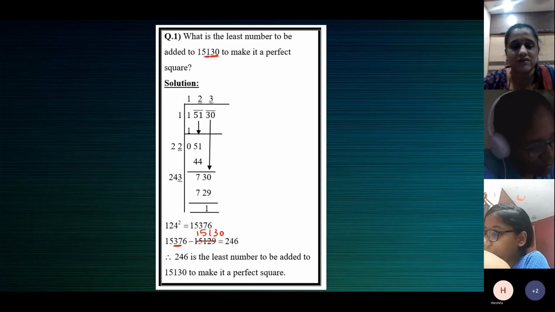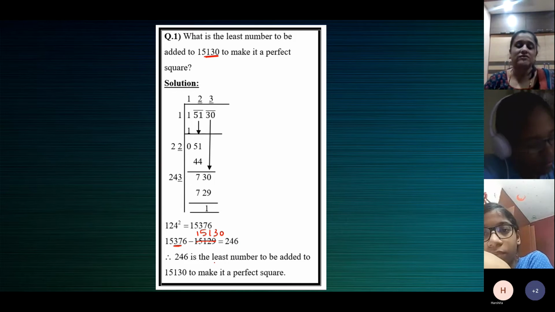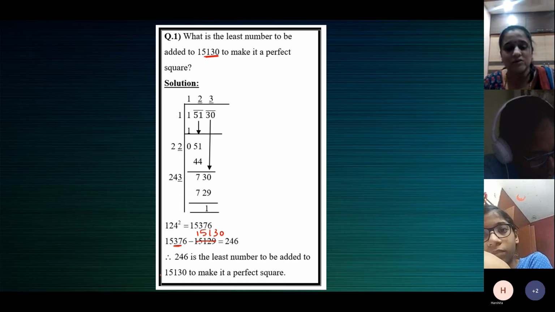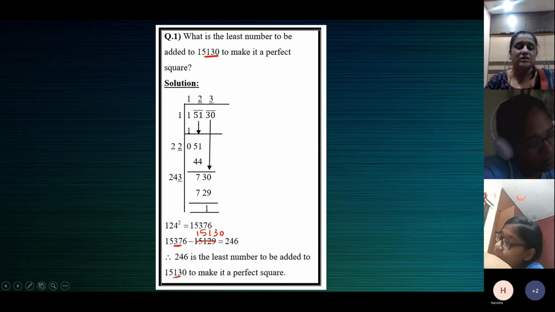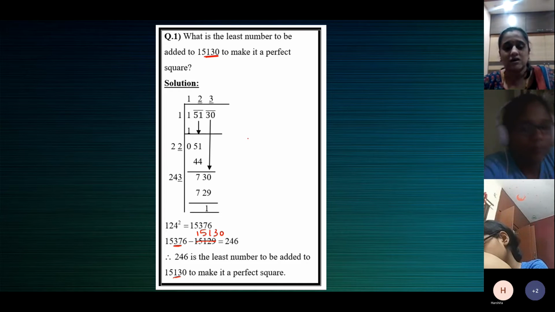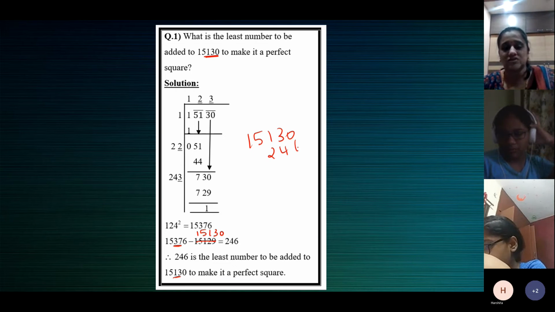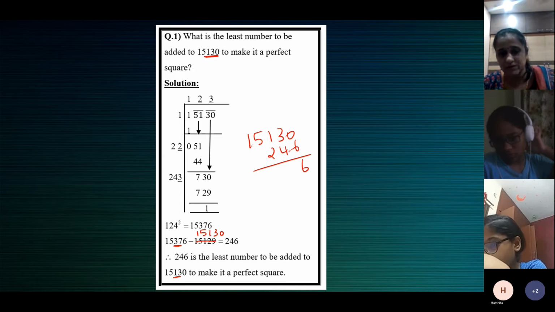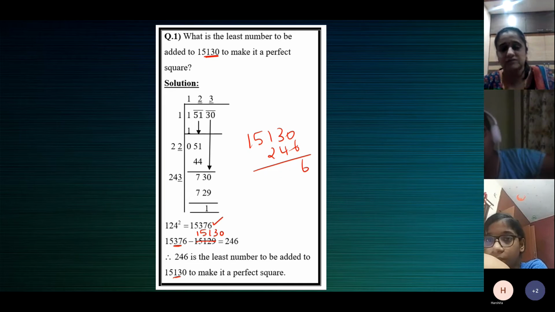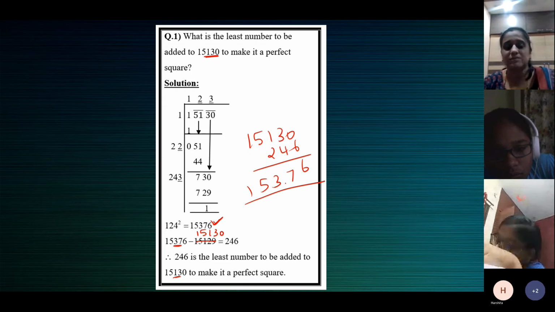So 124 square minus the given number, 15130, is 246. That is the least number. 246 is the least number to be added to 15,130 so that the resultant number is a perfect square. That is, the given number is 15130. You must add 246 to this, and you will get the new number, 15376, and this number is a perfect square.